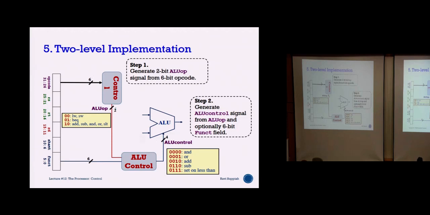So this 2-bit ALU op is this: I can have 0, 0 for memory access, 0, 1 for branch, and 1, 0 for the ALU operations here. Then I combine with the 6-bit function field to generate my 4 bits here, and these 4 bits tell the exact operation that I want.